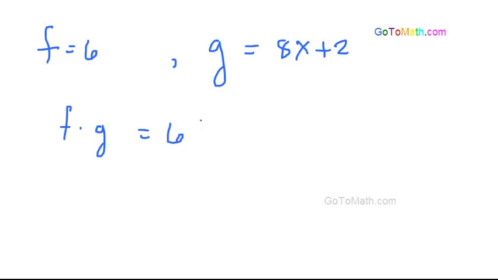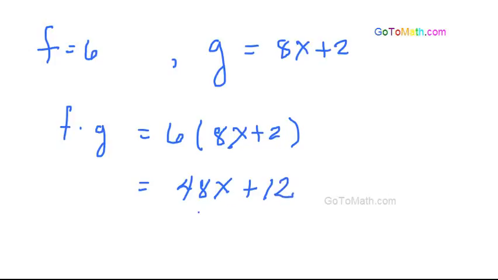So you're going to have 6. We're going to start a parentheses here. 8x plus 2. And so now we just go ahead and distribute that 6 across. So we end up with 48x plus, and 6 times 2 is 12. Okay, and of course this is going to be in standard form.